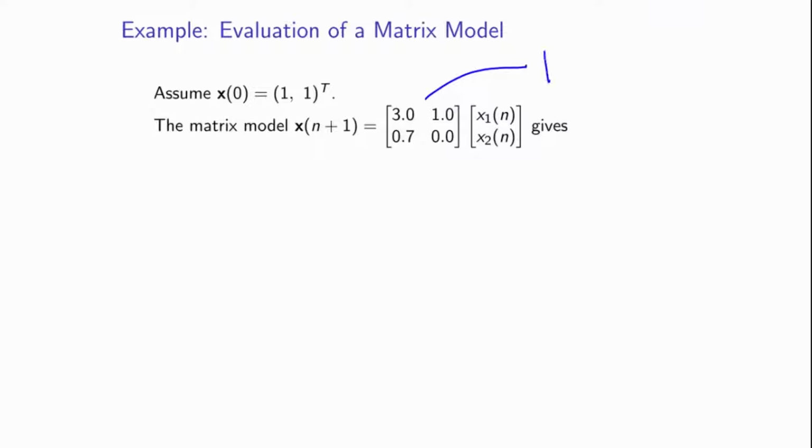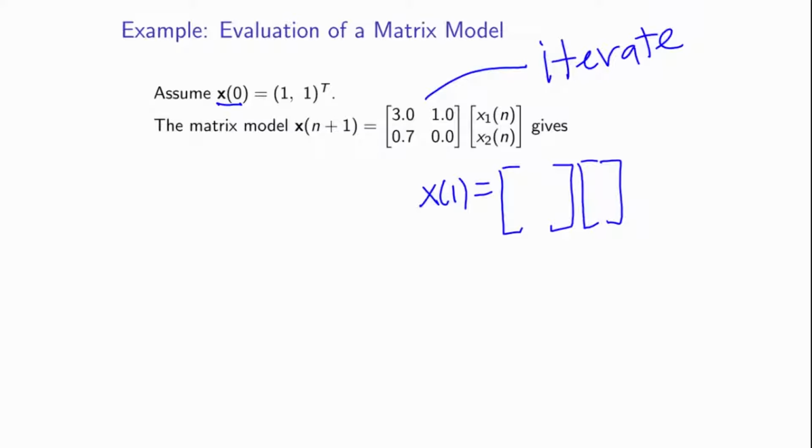So what happens when we iterate this system? What does it mean to iterate? Well, it means that if this is x at time 0, then x at time 1 would be this matrix times x at time 0. Let me write it here. That matrix is 3, 1, 0.7, 0, and x at time 0 is 1, 1.